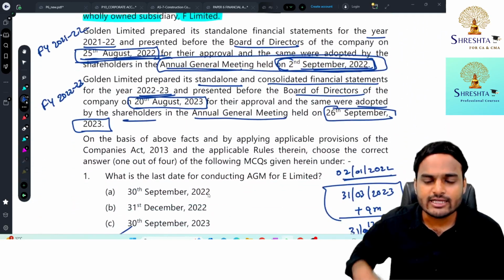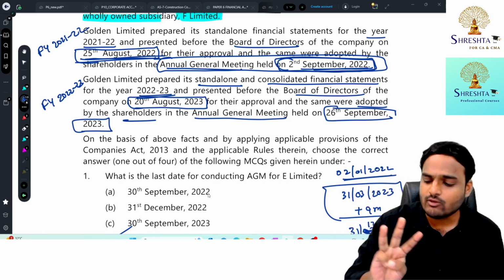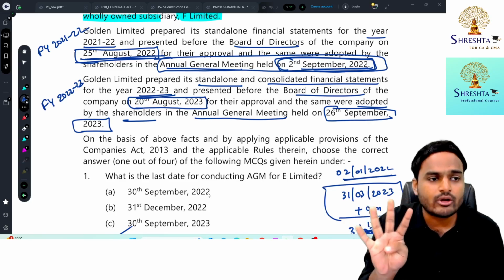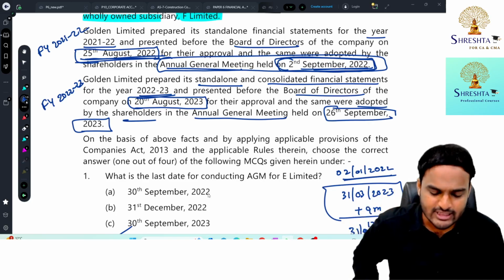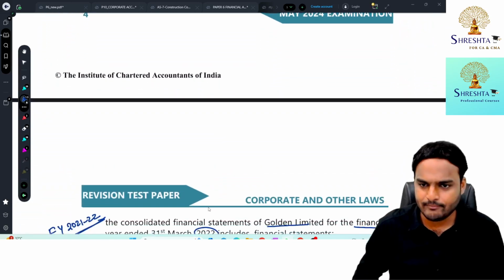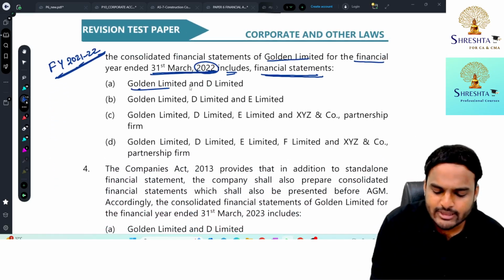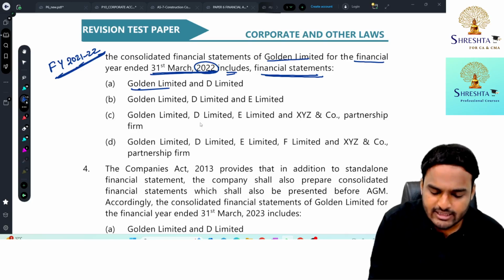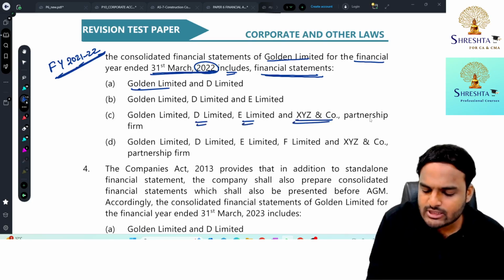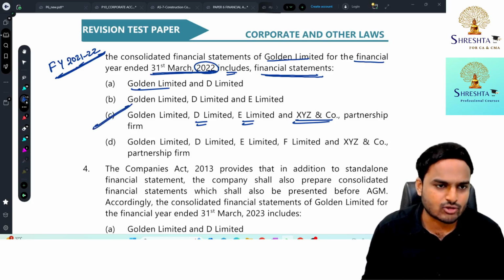In financial year 21-22 itself, it is having interest in three entities. In financial year 22-23, one more entity is added. So with respect to financial year 21-22, three entities plus the holding company: holding company Golden Limited as well as three entities, D Limited, E Limited, XYZ and Co partnership firm. So C is the correct option.